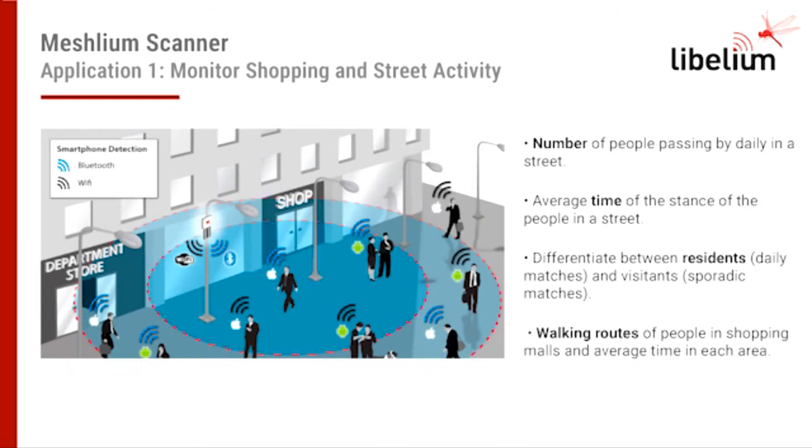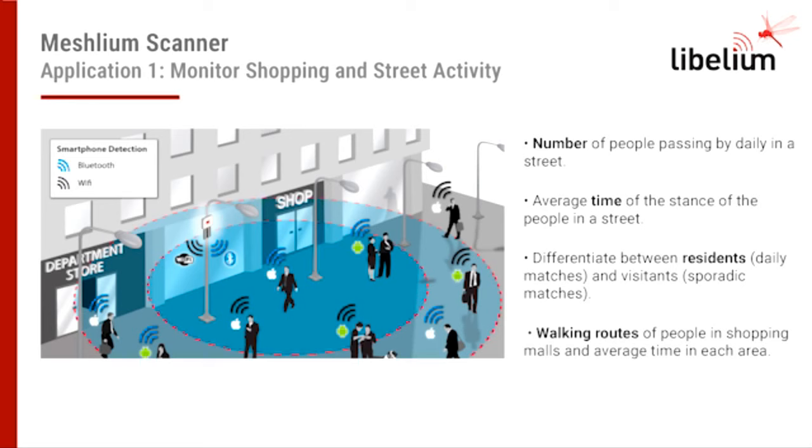So in the first one, monitoring shopping centers and street activity, we will be able to know the number of people that are walking daily through a street. So this will give us information about maybe who are people who are resident in there, and who maybe are just visitors or people passing by but not living in the area. Also, we will be able to know what is the average time, so how long they stay in a certain area, in a certain point.